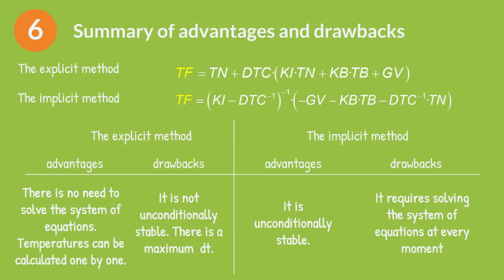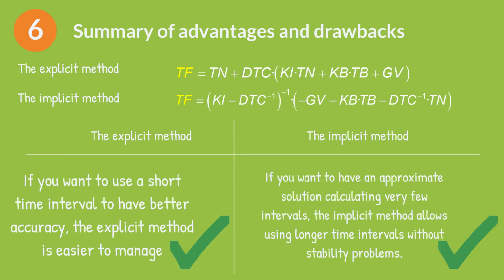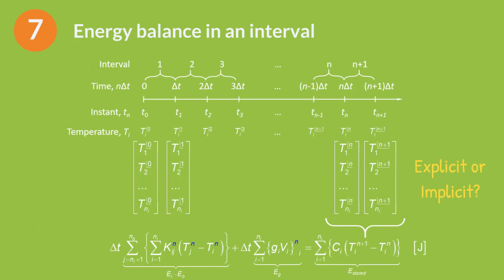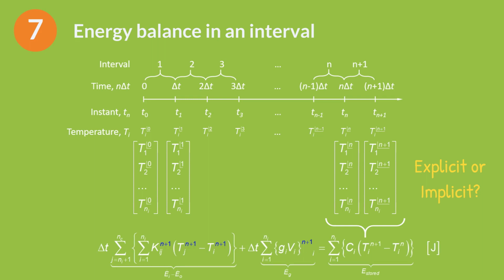Each method has its advantages and drawbacks related to their complexity and the stability of their solutions. This makes each method more suitable depending on your needs. Regarding the energy balance in an interval, for the explicit method, inputs, outputs, and internal heat generation are evaluated in the instant n. And for the implicit method, inputs, outputs, and internal heat generation are evaluated in the instant n+1.